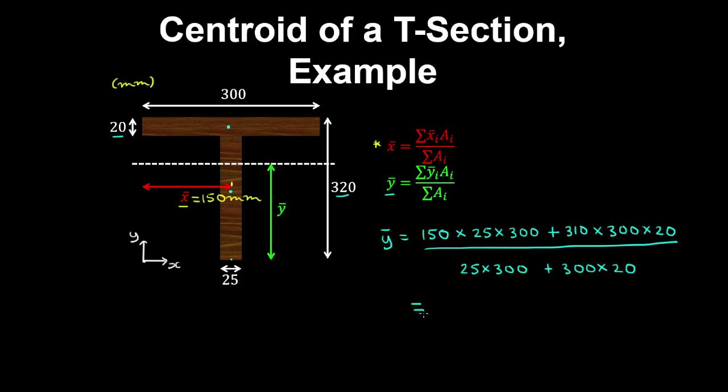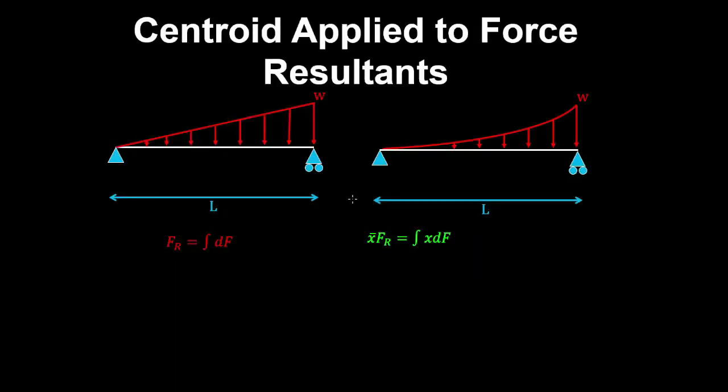And if we calculate this out, we obtain 221.1 millimeters. So as we can see, y bar is closer to the top of the flange, because that's where most of the mass of the section is concentrated. We can use the centroid of an area to determine the force resultant of a distributed load.